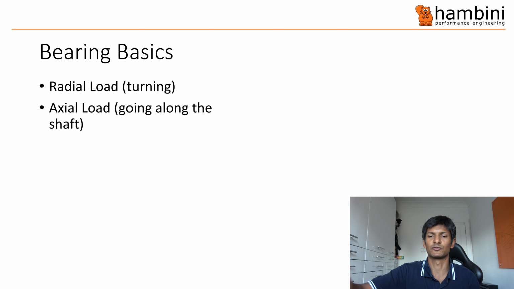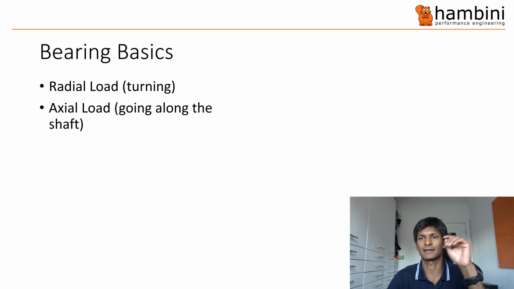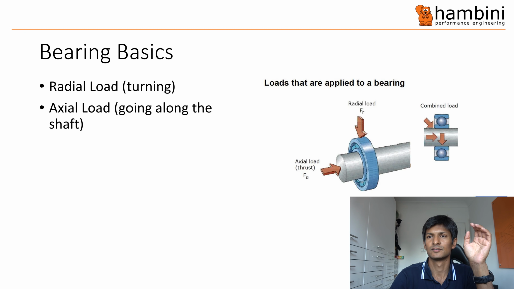Now if you were to draw them out, what you would end up with is something that looked a bit like this. So we have the radial load, which is acting on the outside, and the axial load, which is acting in that direction. And if you combine the loads, you've got this, a sort of diagonal load, and that's what happens most of the time.